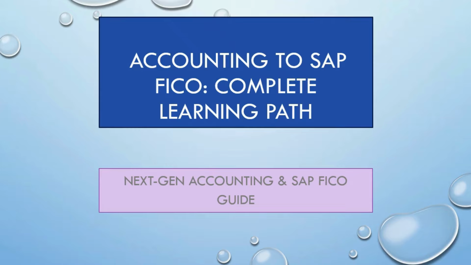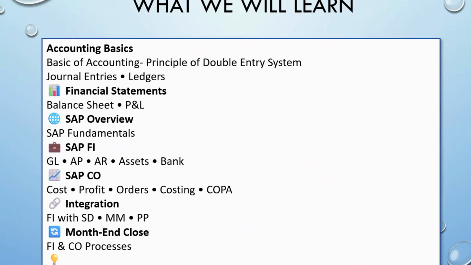Dear all, we are going to talk about a topic from fundamentals of accounting to SAP FICO. This will be the complete learning path for the next generation for accounting and SAP FICO guide. What we are going to learn here: the basics of accounting, the principles of double entry system, journal entries, ledgers, financial statements, balance sheet and profit and loss account, and then SAP overviews and SAP fundamentals.